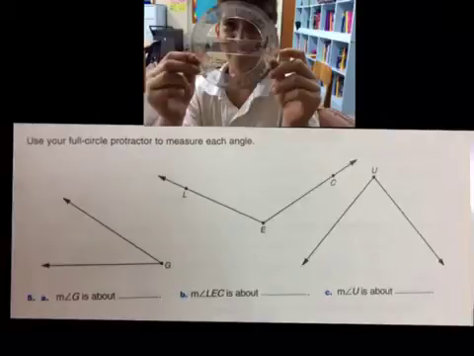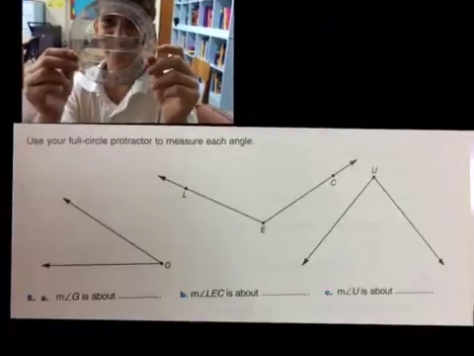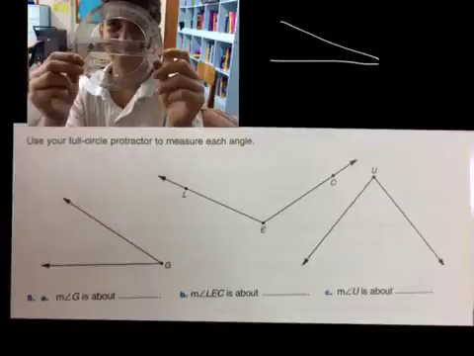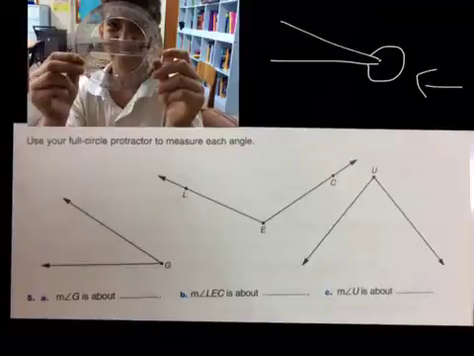Okay, for questions 5A, B, and C, we are going to use a full circle protractor. Thanks to Matthew, we can see what a full circle protractor is. Now, a full circle protractor would be used when we want to measure an angle, such as a reflex angle. Let's say that we have an angle like this, but we're being asked to measure the outside of the angle. This would be considered a reflex angle, and for that we would need a full circle protractor.